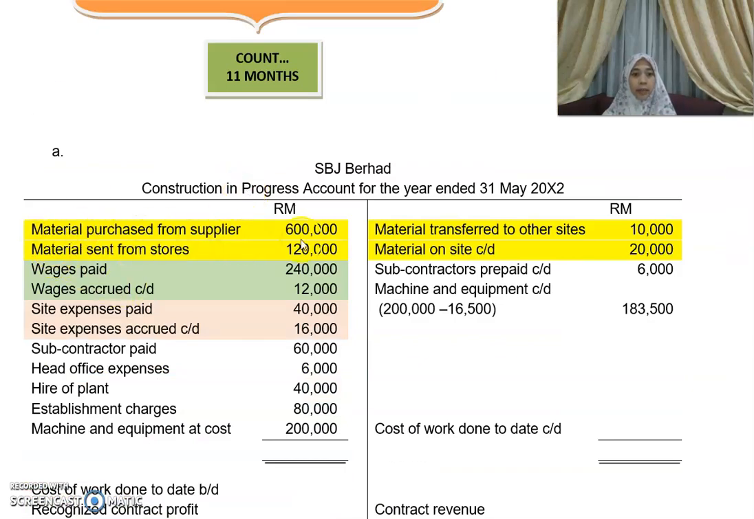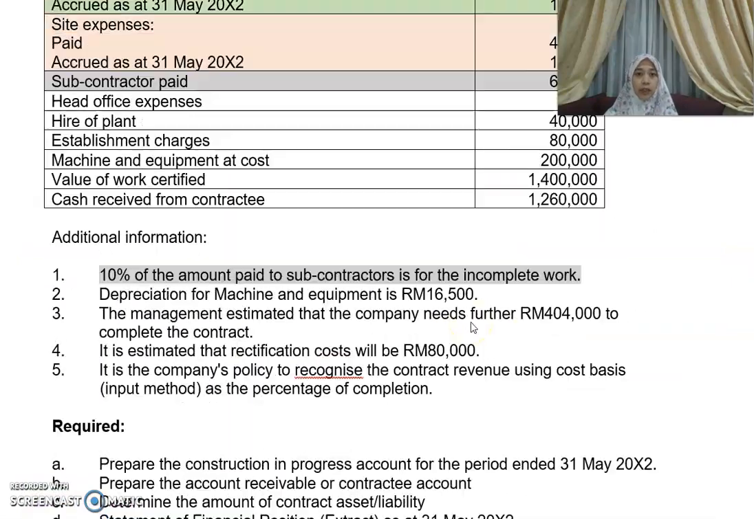So here, you will have material purchased from supplier 600, material sent from store 120. Things that you do not need for this particular contract or for this particular site for that particular period, that means up to 31st May 20x2, material transferred to another site, you take it out, that means you credit the account. And then material on site, you have another 20. This 20 you will use in the next accounting period. So that's why it becomes a carried down and it will be a brought down figure for this account. Okay, finished with your material.